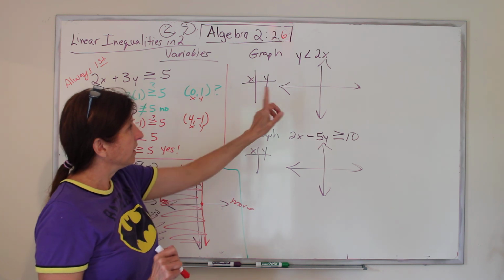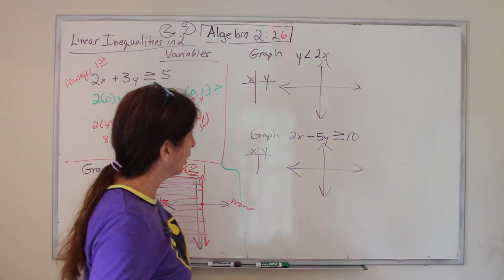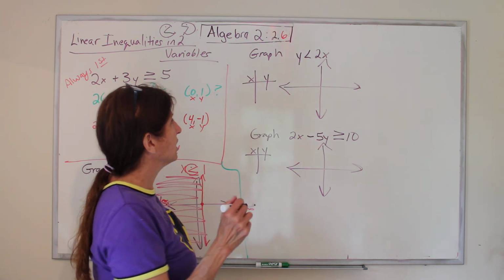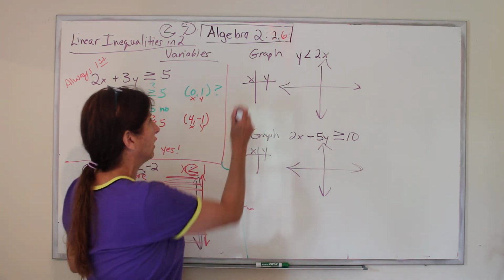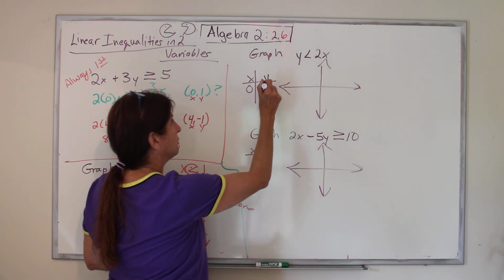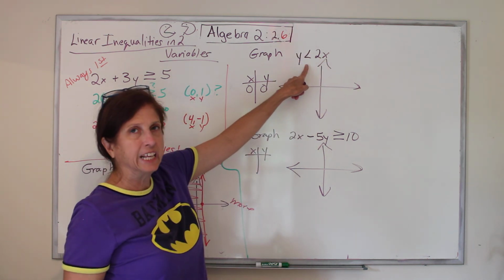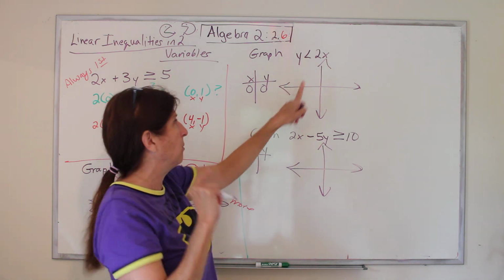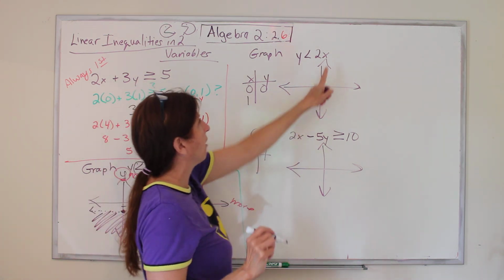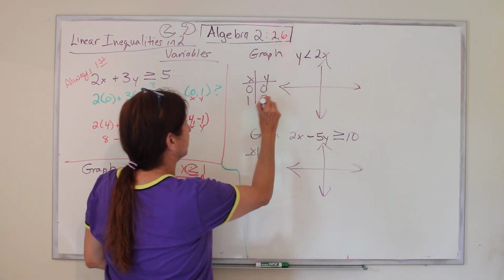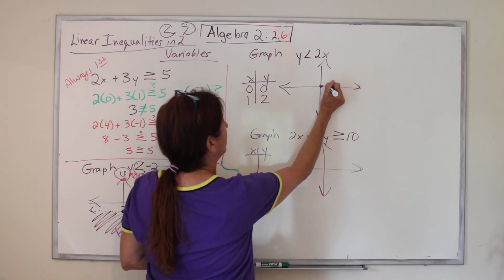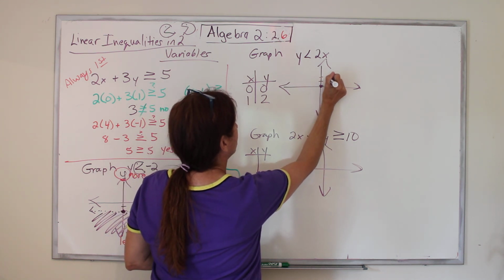Alright, so now let's do this one. y is less than or equal to 2x. So we're going to make a little if-then chart. If x is 0, 0 times 2 is 0, y is 0. Remember, we pretend like it's an equal while we make our if-then chart. Okay, now we're going to try if x is 1. 1 times 2 is 2. So those are my points. I've got one at (0, 0), and one at (1, 2).